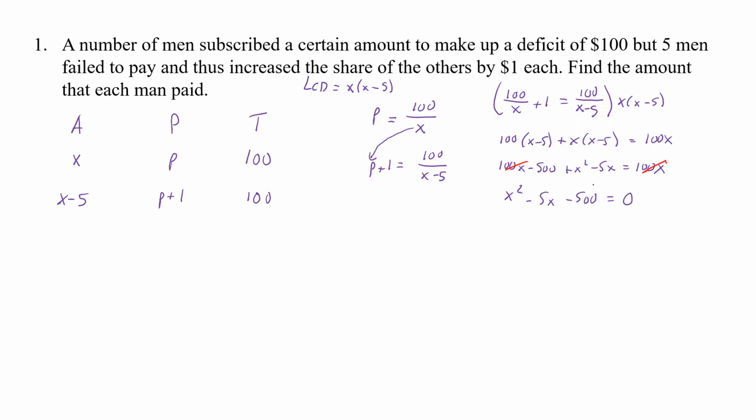Okay, so now what we need to do is factor 500 into two terms that multiply to 500, but when we subtract them, we get 5.